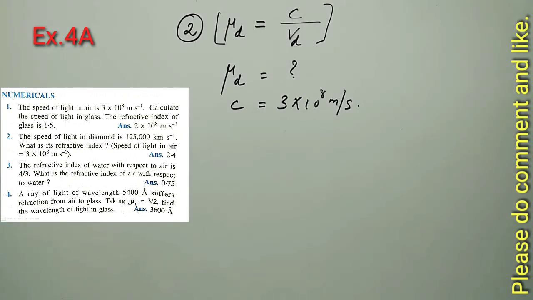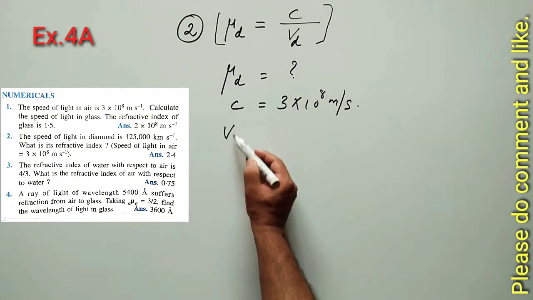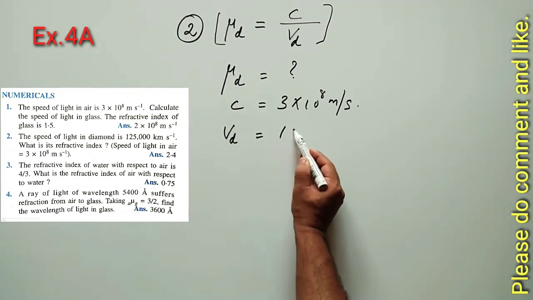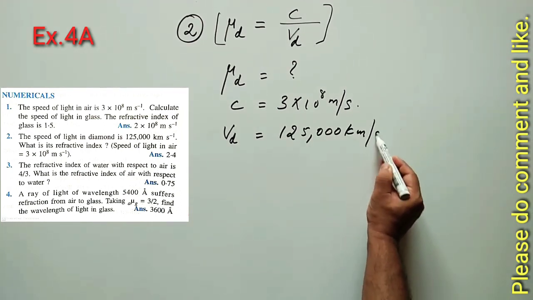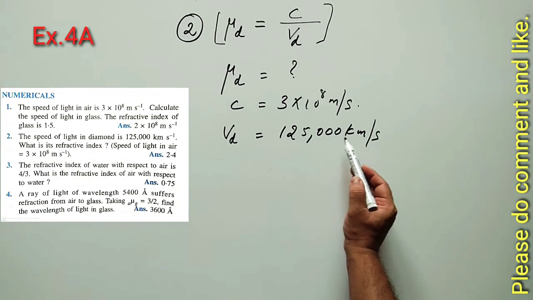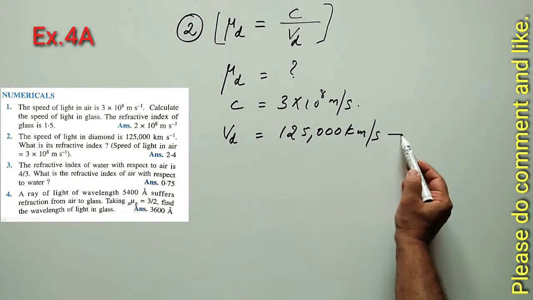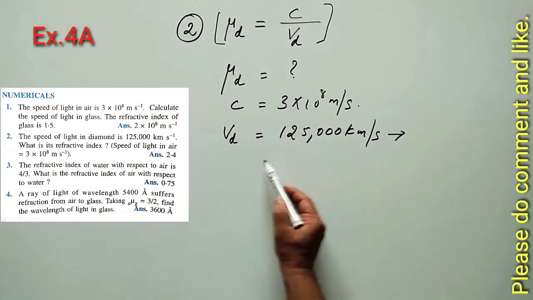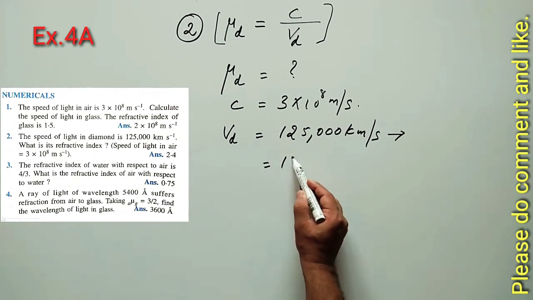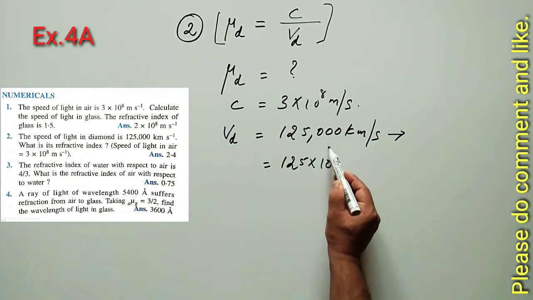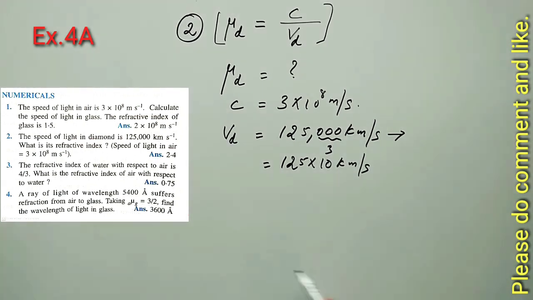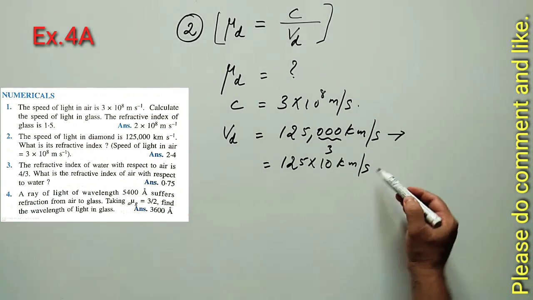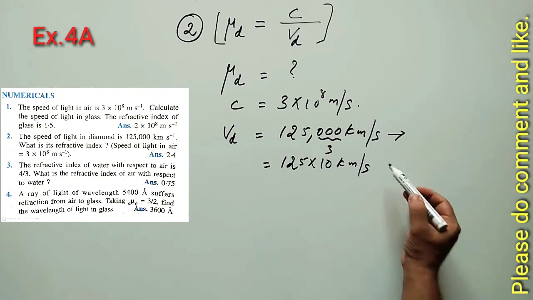and speed of light in diamond is given as 125,000 kilometer per second. Look at this quantity. So we have to convert kilometer per second into meter per second. So I can write it as 125 into 10 to the power 3 kilometer per second. So to convert into meter per second, just multiply it again by 1000.